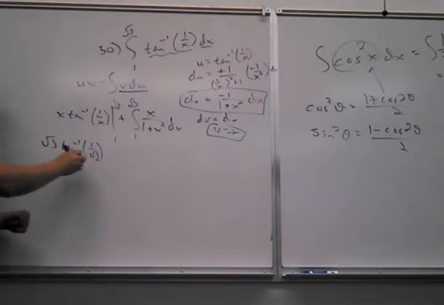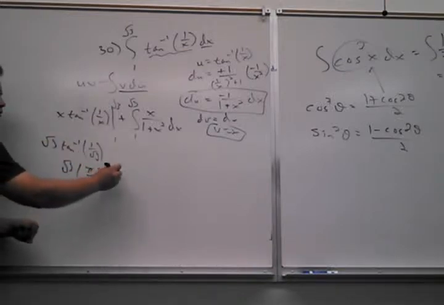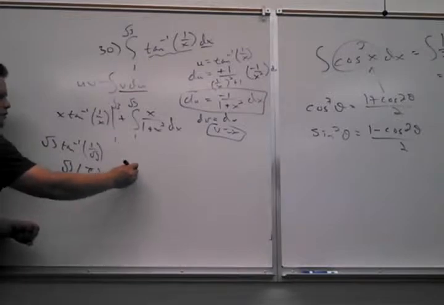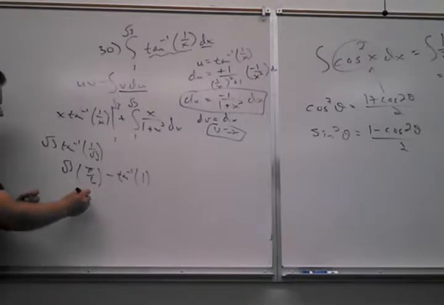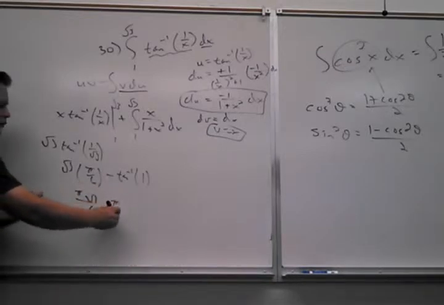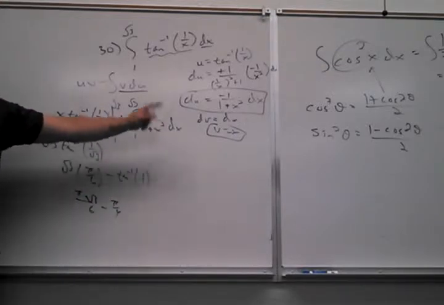So this would be root 3 times pi over 6. I like that. Then you throw a 1 in there, minus inverse tangent of 1. And of course that would be pi over 4. I love it. So we get pi root 3 over 6 minus pi over 4. That's for that little uv piece. And now we still have to do this integral.